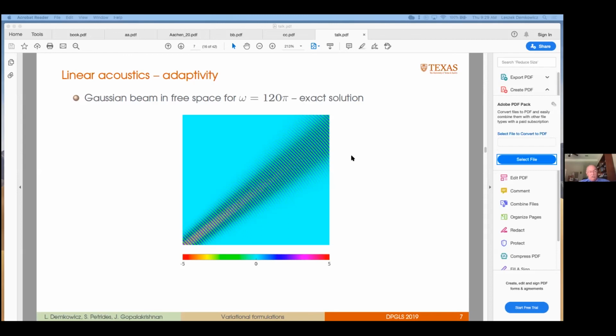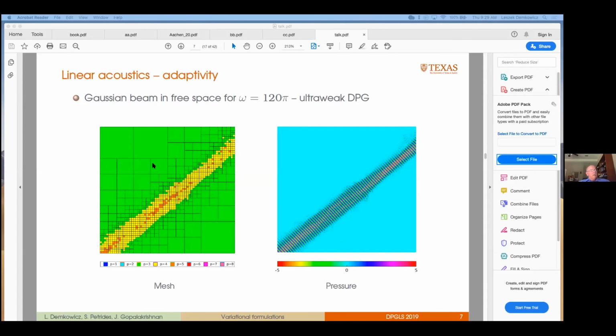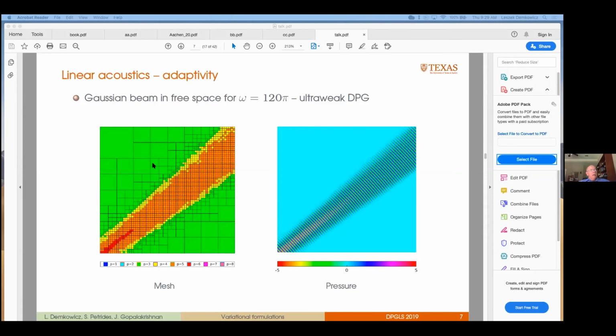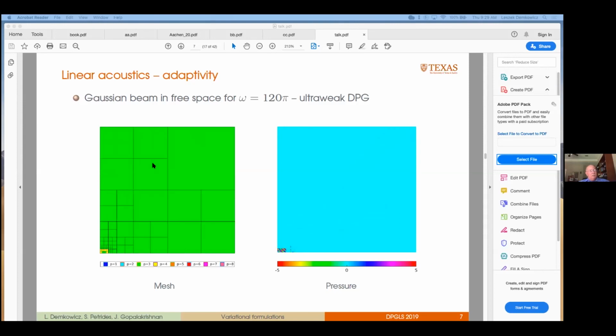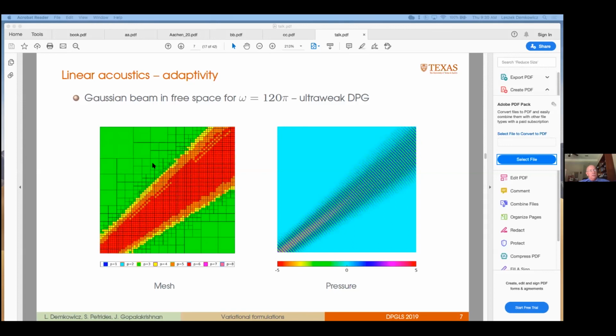So Wolfgang made this point already 2 days ago, and I'm reiterating that. And this is an example that started the dissertation work of Socrates. You're after a high frequency problem. This is, I don't know, about 50 or 60 wavelengths here. Across this diagonal is a problem of simulating a Gaussian beam. And if you start with a mesh of literally 4x4 elements, then this is not a dynamic problem, this is a static problem. The DPG method automatically is able to refine the mesh and produce the corresponding solution.